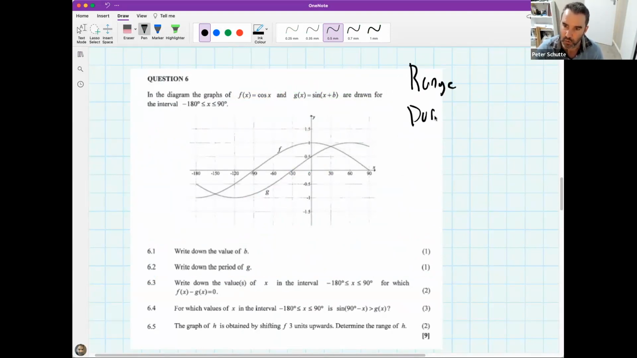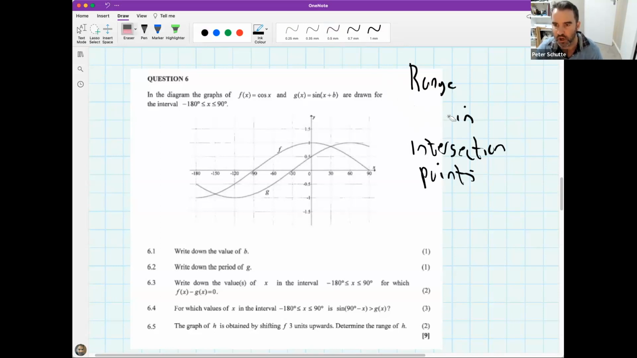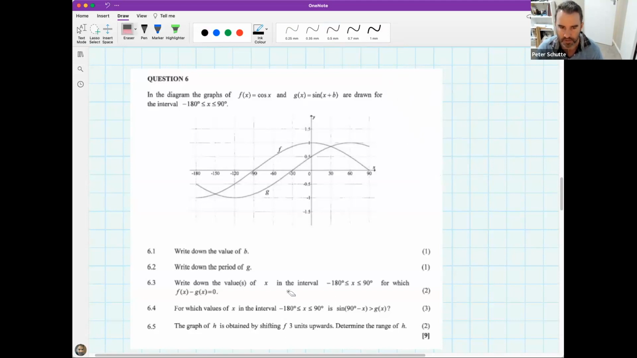We also need to know about the domain of a graph. We also need to know about intersection points. These are all ideas that will always come up with functions. And so if you are feeling stuck with something as we go into these interpretation questions, I encourage you to ask a question in the chat or raise your hand. Okay, so now we're going to do this next one together.